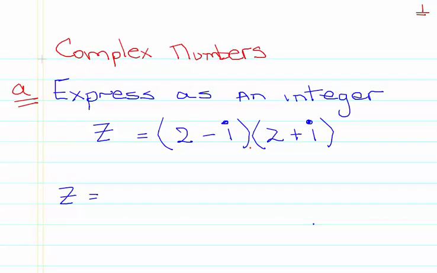Okay, in this presentation we're going to look at three short complex numbers calculation questions. So it's part A, part B, part C. And the first, part A of this question, is express this z as an integer. That gives us a bit of a clue actually that it's an integer.